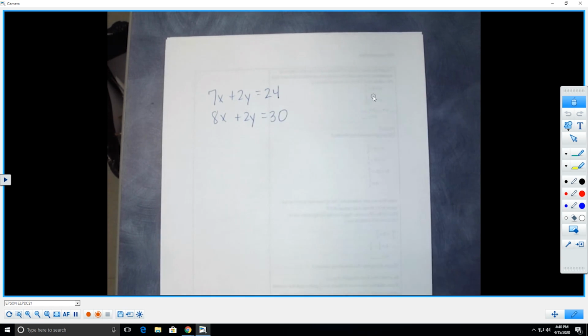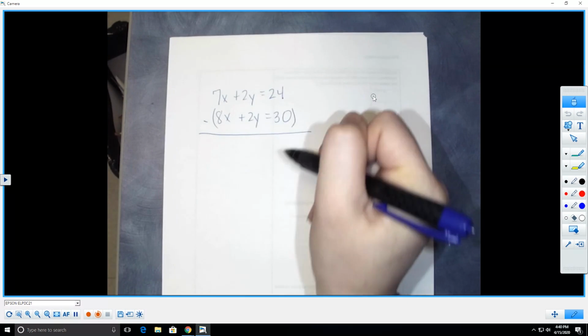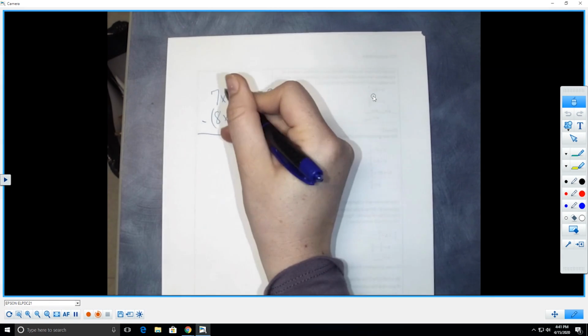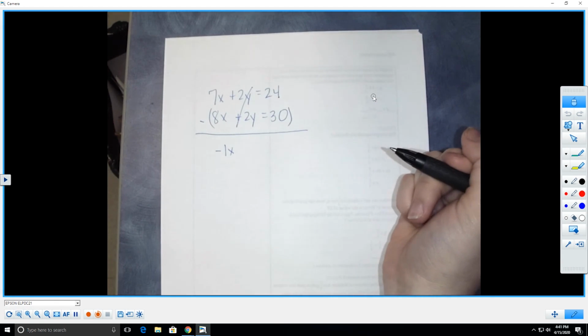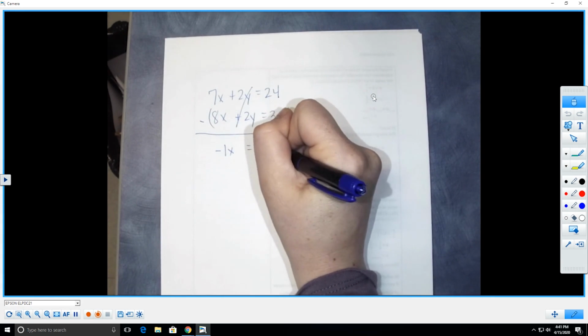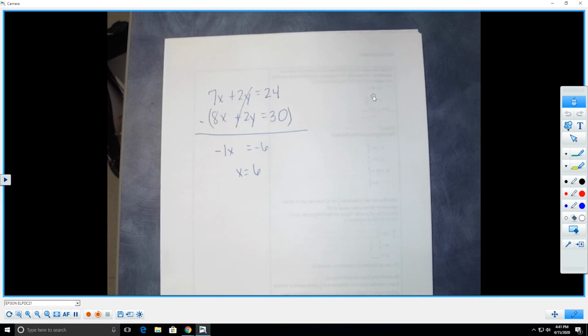Let's model it this way. You write along with me. So I'm going to subtract this equation, and I'm going to get negative 1x equals negative 6, or x equals 6. So now that we have our value of x, let's substitute that back into one of the equations and find y. You try that and check it against my work.